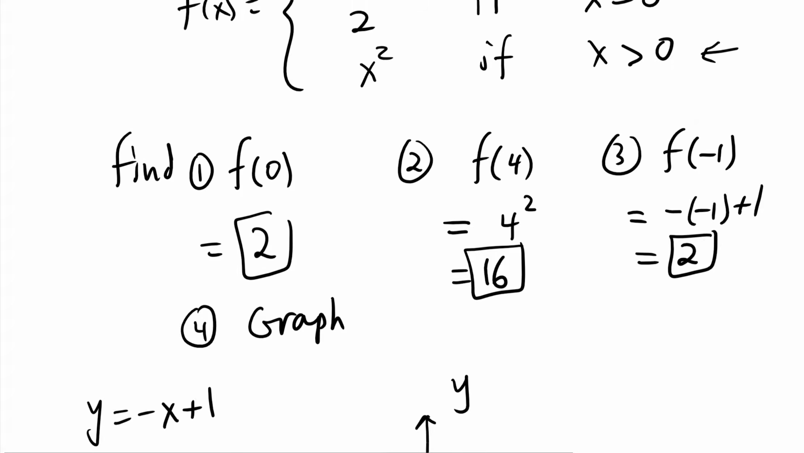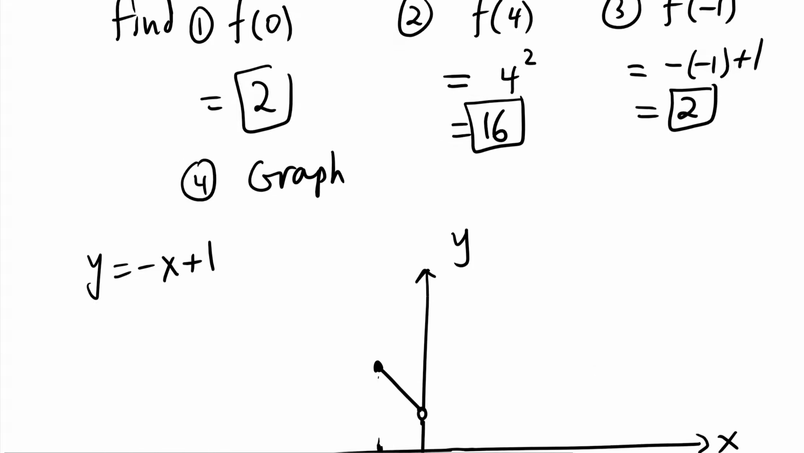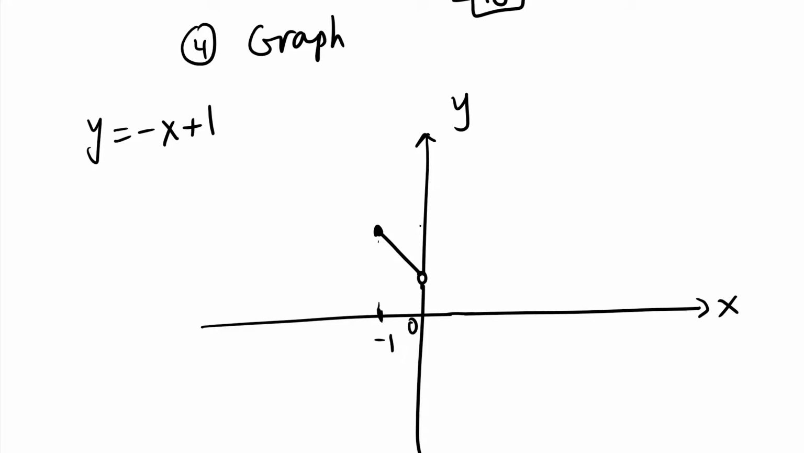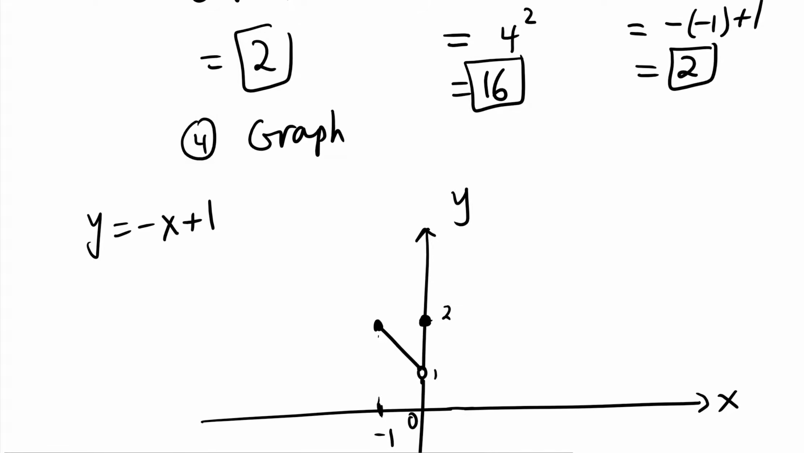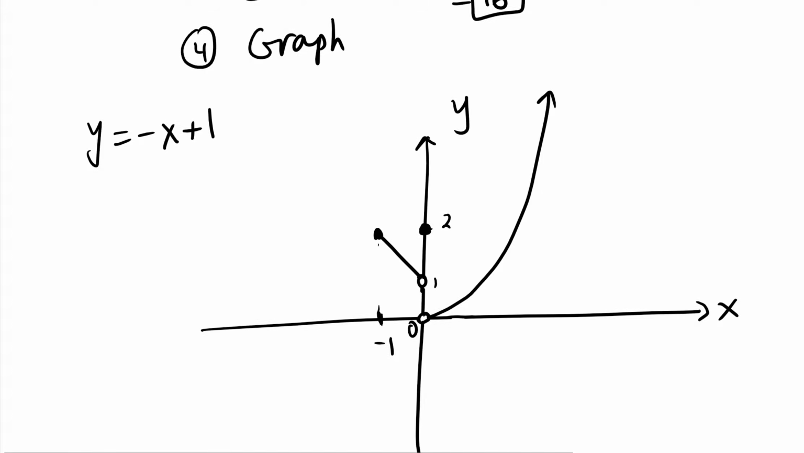The second one, when x is 0, y is 2. It's just a dot right there. Next one, it's a parabola that goes this way, but it's above 0, so we have to have an open circle there. So that would be the graph.